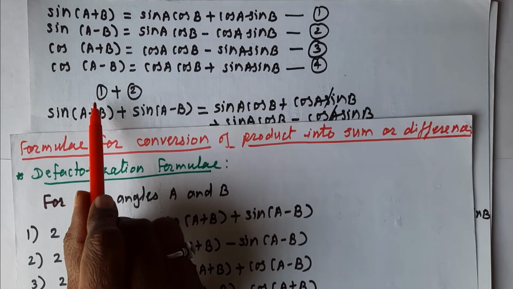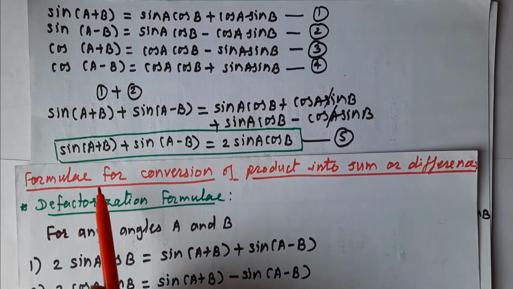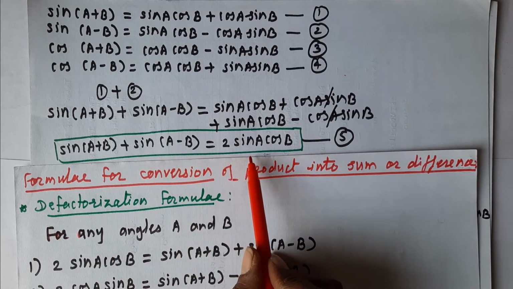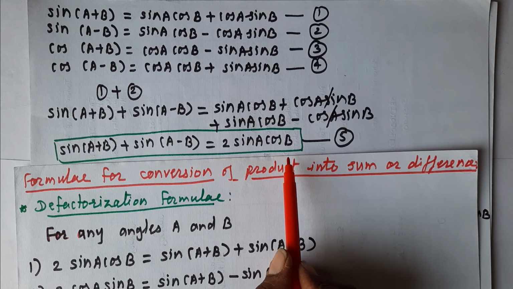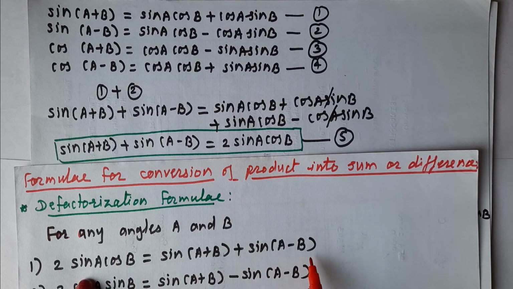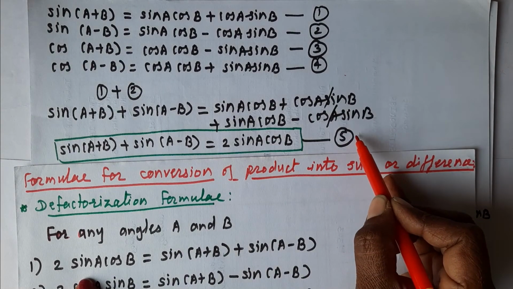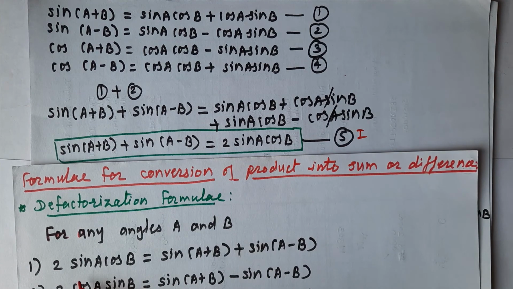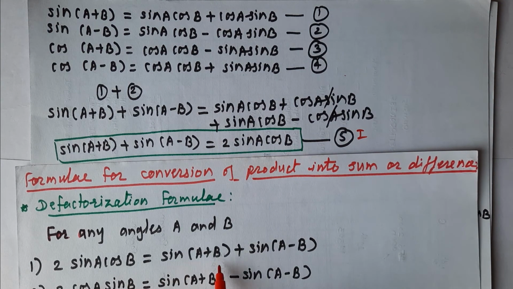In the proof of factorization formulae, we wrote the four formulae of sin A plus B, A minus B, cos A plus B and A minus B. If we take the addition of first and second, we get the fifth formula: sin A plus B plus sin A minus B is equal to 2 times sin A cos B. This is nothing but our first defactorization formula.